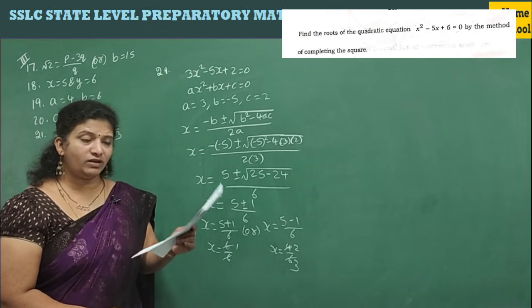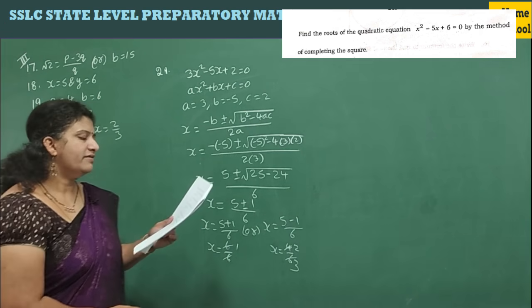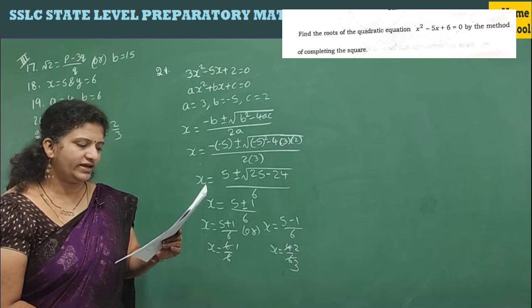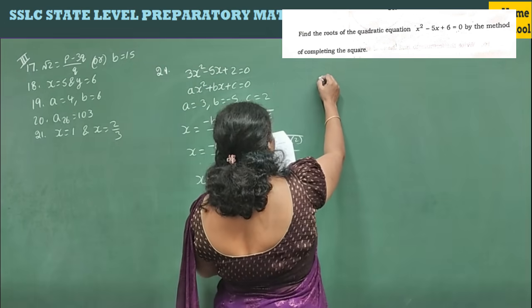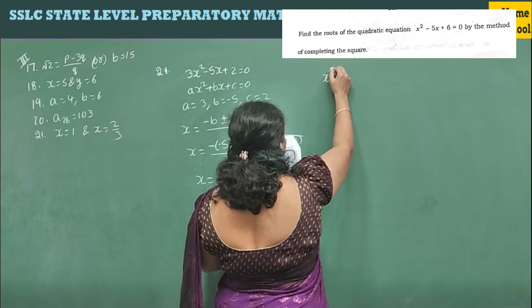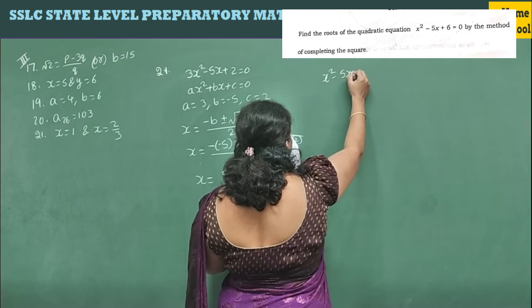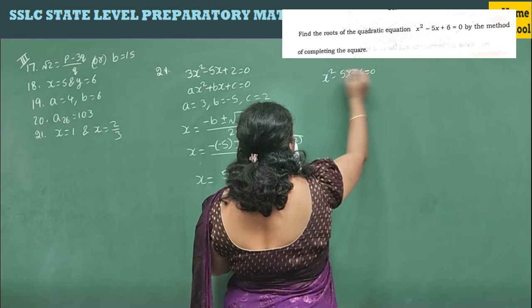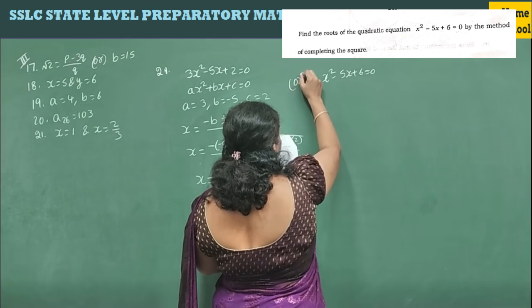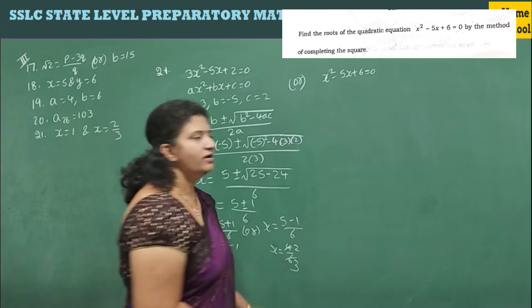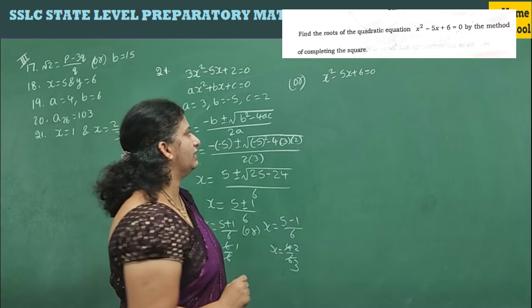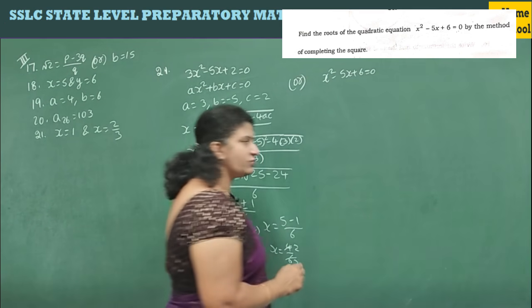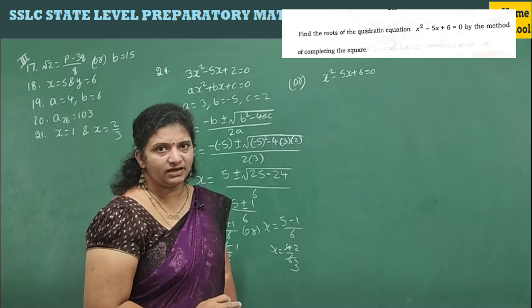And you have one more OR choice in this. Find the roots of the quadratic equation by the method of completing the square method. Yes, x square minus 5x plus 6 equal to 0. This is an OR choice, right? Which method are we going to solve that with? Completing square method. So for the completing square method, you all know the steps, I think.